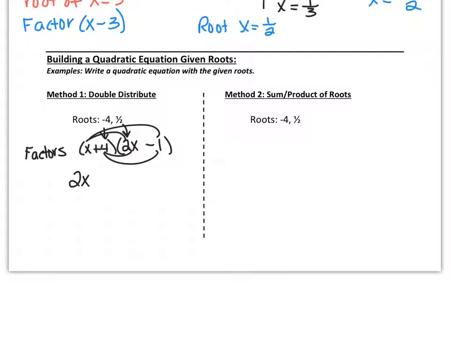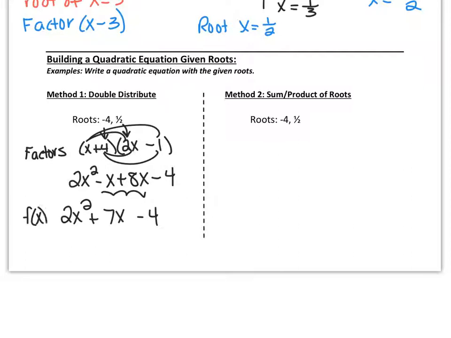Okay, you should have gotten 2x squared minus x plus 8x minus 4 with like terms here, which add to 7x, and I have a 2x squared in front. So this would be my f of x function, or my polynomial function, given these two roots. Now, I could also do it another way.